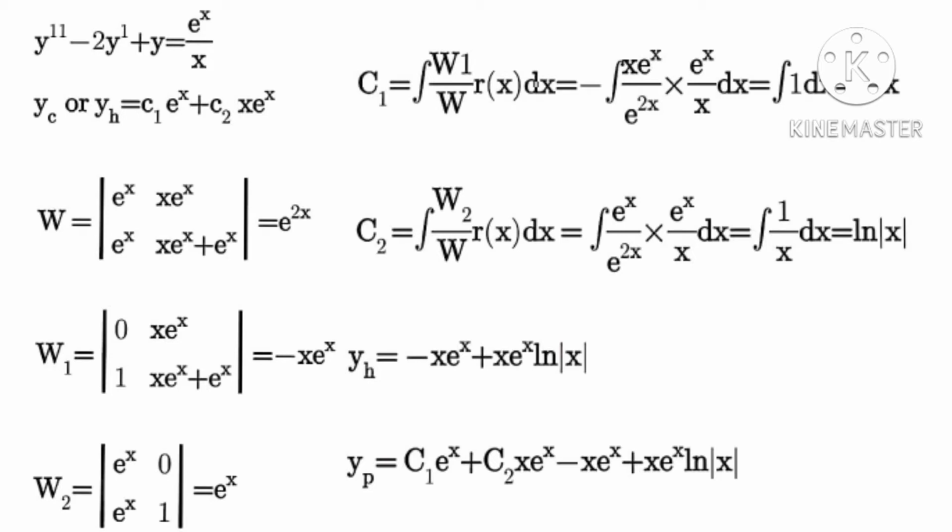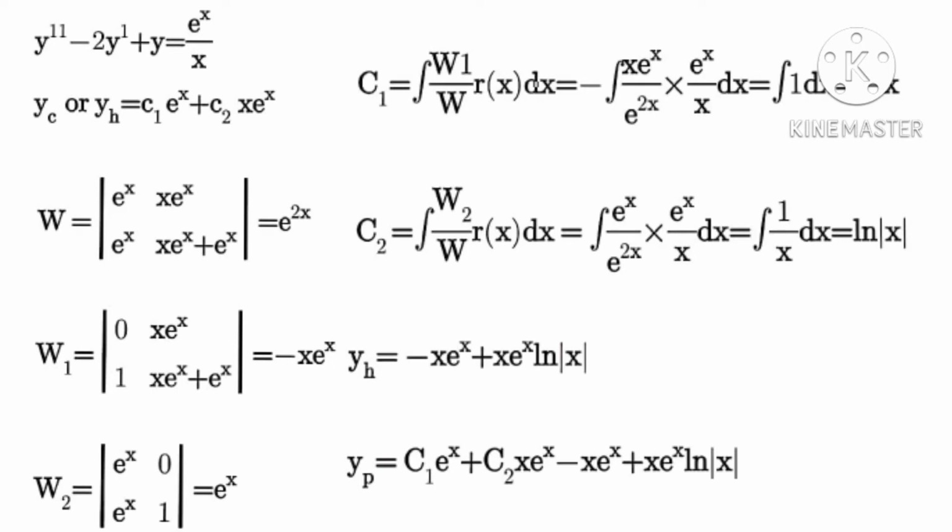Then for w2, we take the left hand side of our Wronskian, then we have it to be e raised to power x, e raised to power x, 0 and 1 repeated. Now we move to c1 to look for our c1. C1 is given as integral of w1 over w times rx. Rx is the right-hand side of the non-homogeneous equation, that is e raised to power x over x. That's our rx. So we have our c2. Our c2 is also w2 over w times rx.